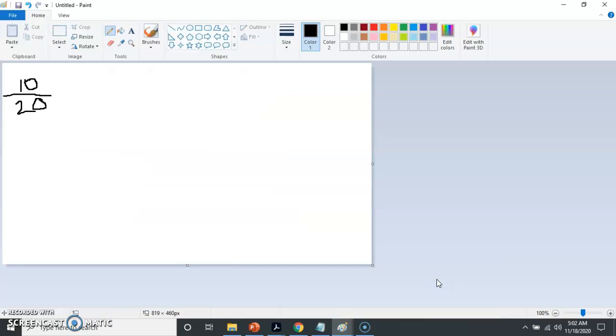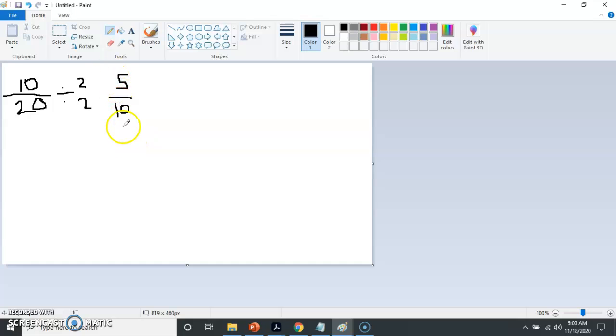So we're going to do a couple together to practice simplifying fractions. So first we are going to simplify 10/20. An easy way to do this, if you have numbers that can be divided by 2, is you can keep doing that until the numbers are as small as they can get. So 10 and 20 are both divisible by 2, so we're going to start with that. And 10 divided by 2 is 5, and 20 divided by 2 is 10.